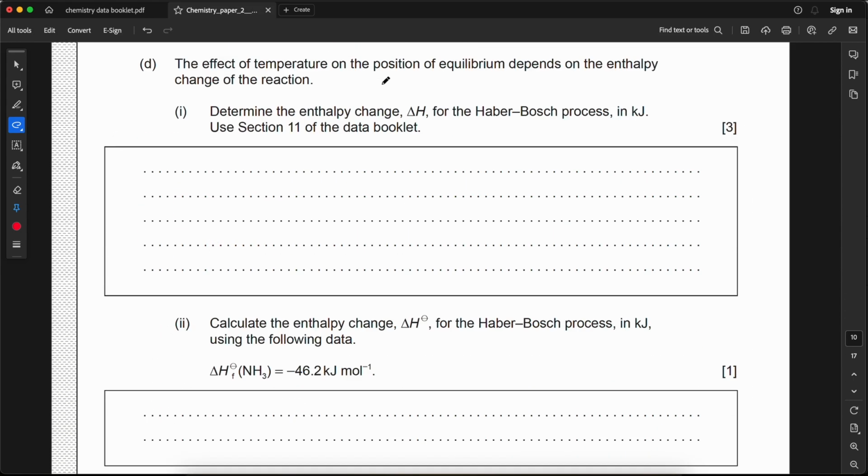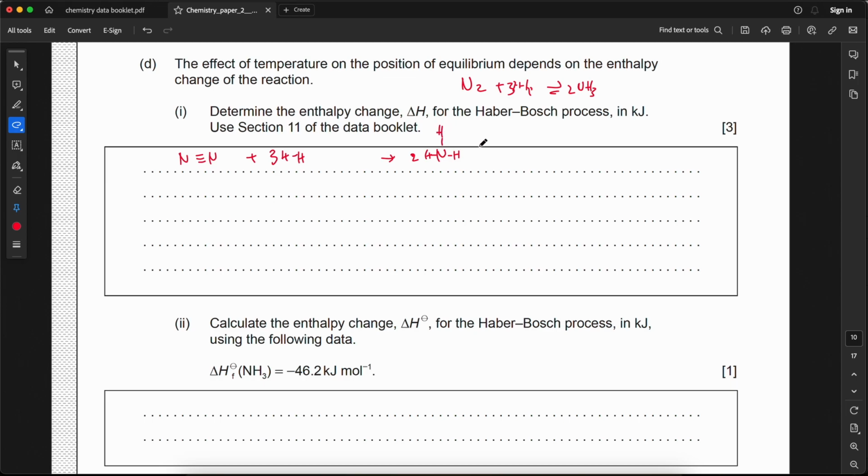The effect of temperature on the position of equilibrium depends on the enthalpy change. Determine the enthalpy change for the Haber process in kilojoules. Use section 11 of the data booklet. That would be the average bond enthalpy. So the reaction is N2 plus 3H2 produce 2NH3. I always encourage you to draw the structure so it will be clear how many bonds, or what kind of bonds, are available there.